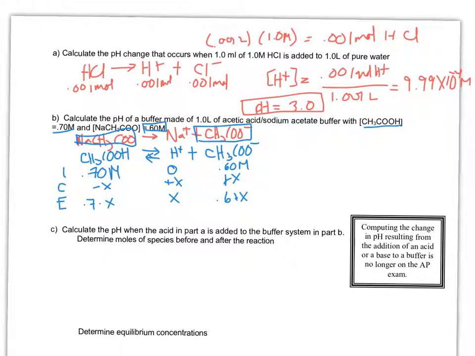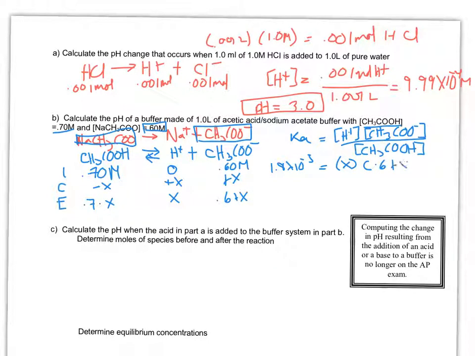My Ka expression is going to be the concentration of the H plus times the acetate over the acetic acid. Let me write that down. My Ka value is 1.8 times 10 to the negative fifth. That's equal to X times 0.6 plus X over 0.7 minus X.